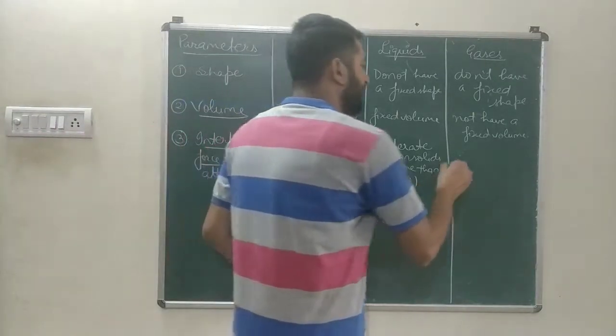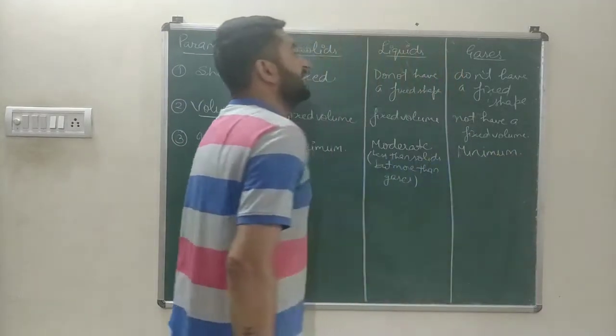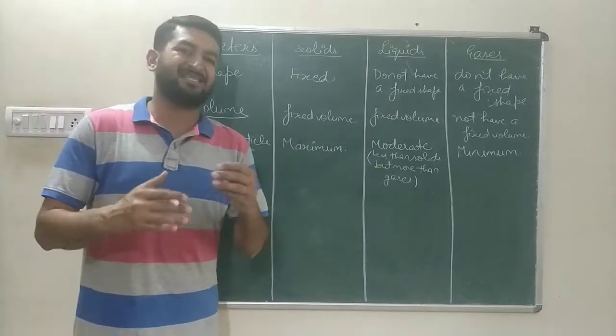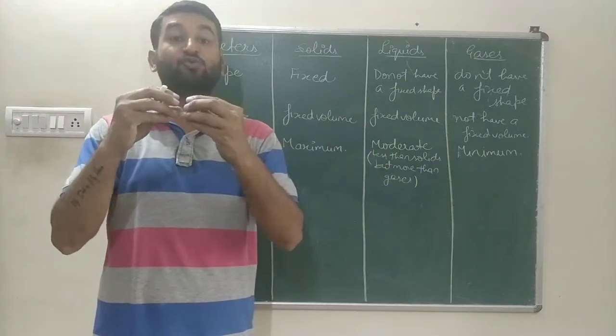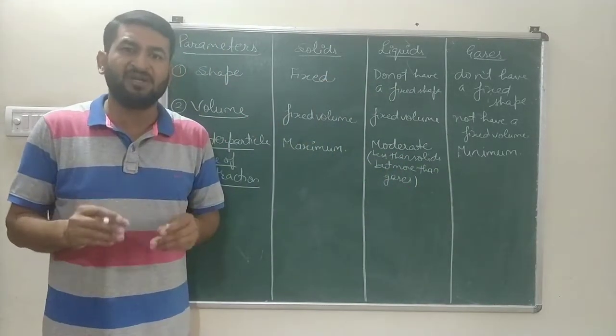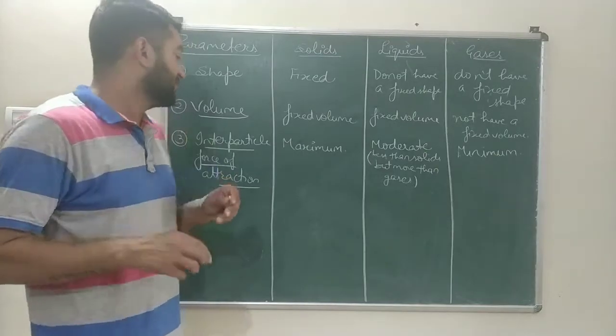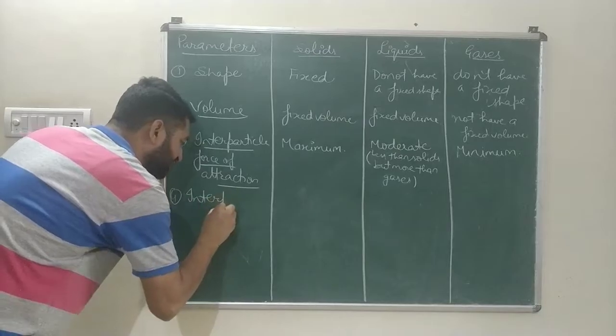And gases have minimum interparticle force of attraction. The gaseous particles tend to repel each other. Gases के particles एक दूसरे से दूर जाते हैं. इसका मतलब उनके बीच का interparticle force of attraction सबसे कम है. Next property is interparticle space.